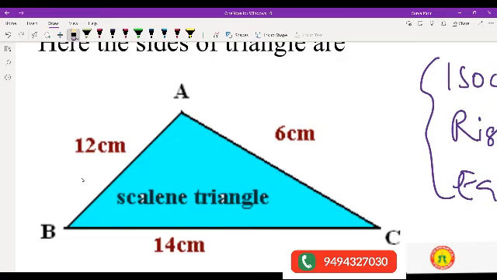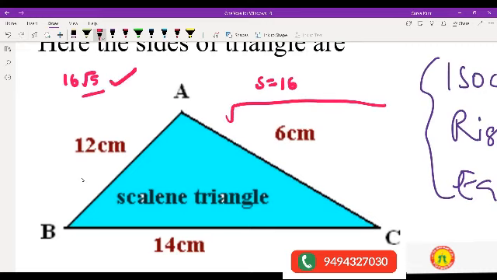Sir, I got 16 root 5 centimeter square. 16 root 5. You, Amit? Just a second, sir. First, tell me S. What did you get for S, Amit? 32 by 2, 16. If you add all the sides, 22, 32, right? 32. Yes, sir. Then find the answer and check whether you're getting the same answer as Harini.